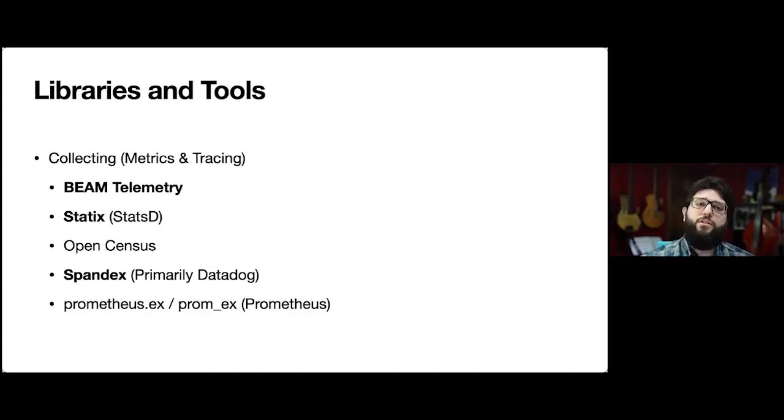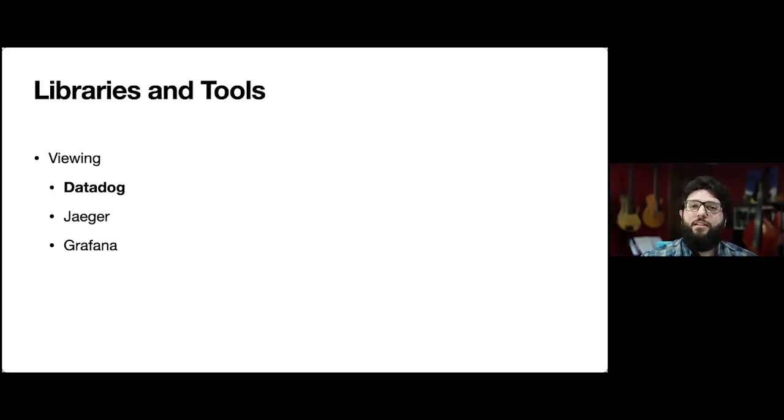The bolded ones are what we use on Bleacher Report. They are by no means any better or worse than any of the other options. We've been doing this for a while, and some of these other options didn't even exist when we started. So this is the stack we've settled on. Once you've collected the metrics, you need some way to look at them. We use Datadog, which provides visualization for both metrics and tracing. There's other options, some open source ones being Jaeger for tracing and Grafana for metrics.